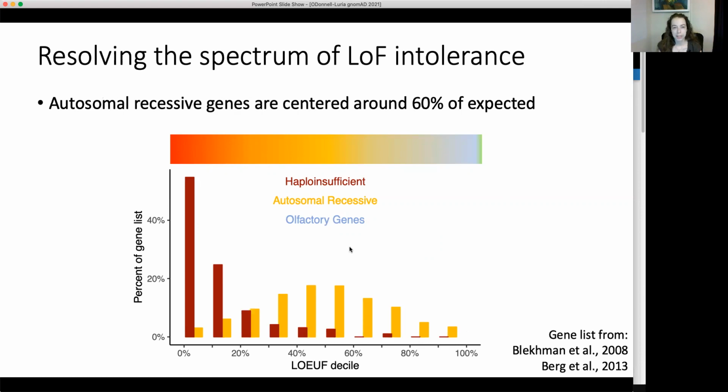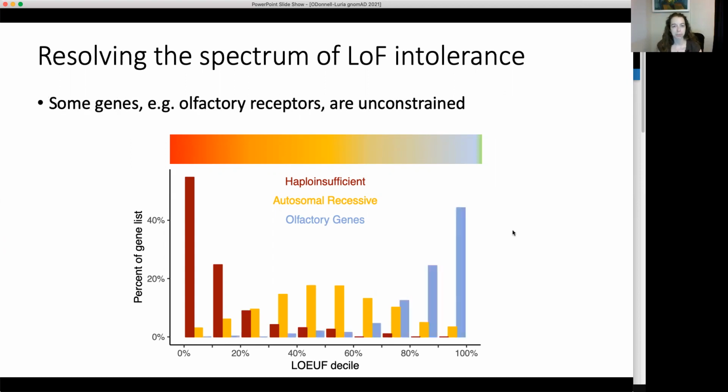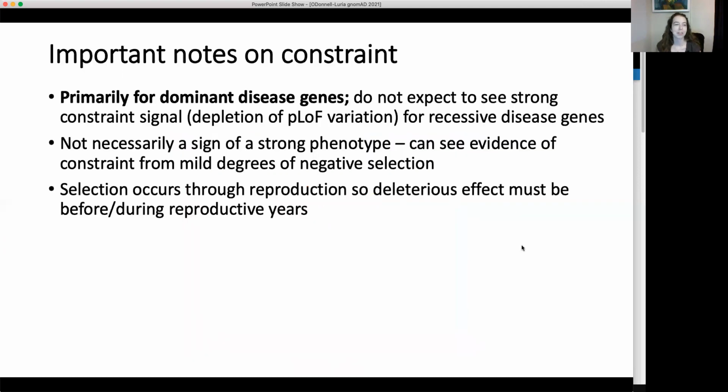If we take autosomal recessive genes, where having loss of one copy is tolerated, you're a carrier, but if you lose both copies of the gene, then you have a condition, those genes are seen across the spectrum, but have an average depletion centered around observed over expected of 60%. And if you take olfactory genes, of which we have hundreds, and there's redundancy, and you can lose different olfactory genes, there's not constraint on them. You see that these are clustered over very elevated LOEUF scores, on the higher end of the range.